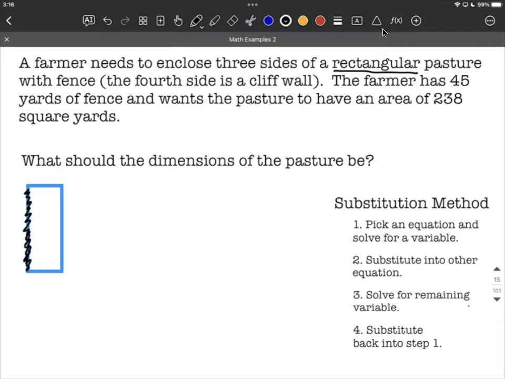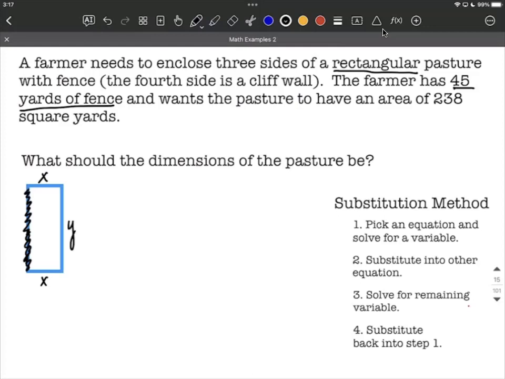From there, let's evaluate the other information that's given to us. The farmer has 45 yards of fence, so it's a fixed amount of fence. I'm going to label the sides of our rectangle. I'll say the top is labeled as X, and since it's a rectangle, the bottom has to be the same, so I'm going to label it as X as well. Up and down, let's go with Y for that side length.